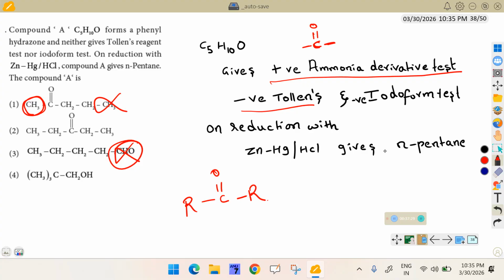So the carbonyl group is present. This one is an alcohol, so remove the fourth option. The correct option is the second option.